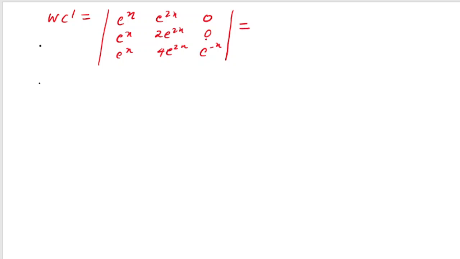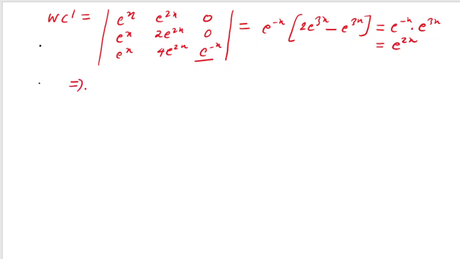Now I can expand it about the third column. This element is in the third row and third column, so it will be e to the power minus x, and then e to the power x into 2 e to the power x, so 2 e to the power 3x, minus e to the power 3x. So e to the power minus x times e to the power how much, 3x. So what we got? We got e to the power 2x. So W c dash is e to the power 2x.